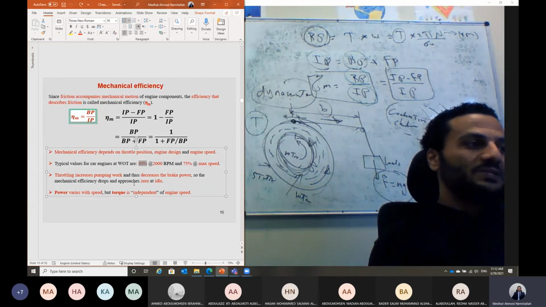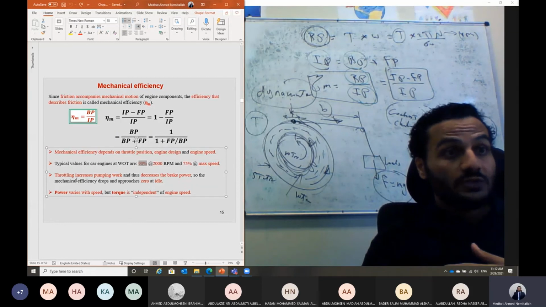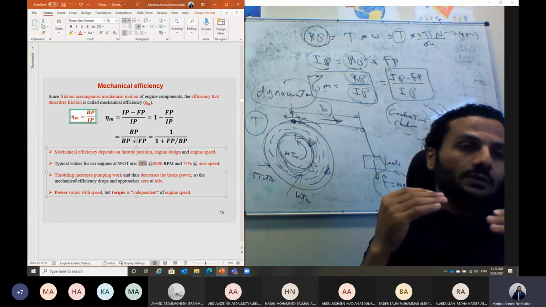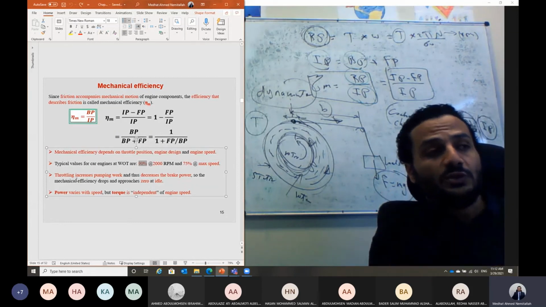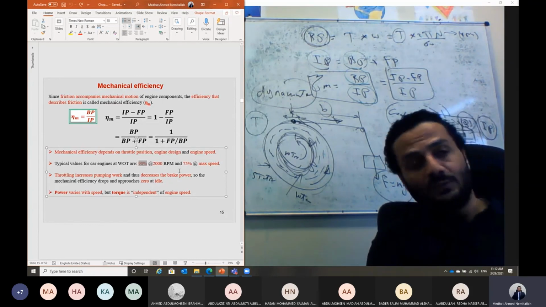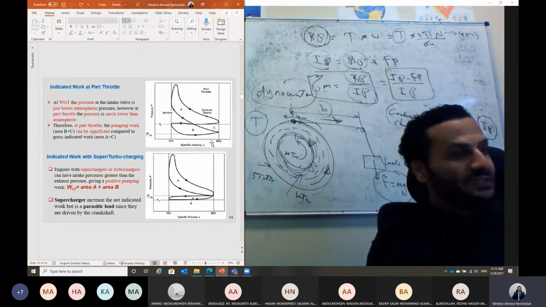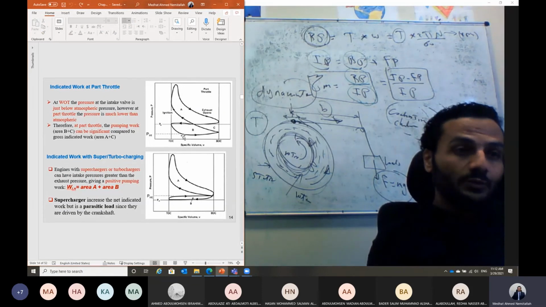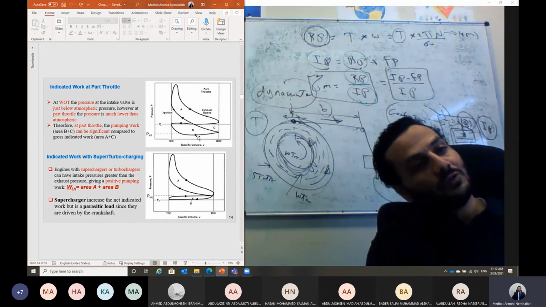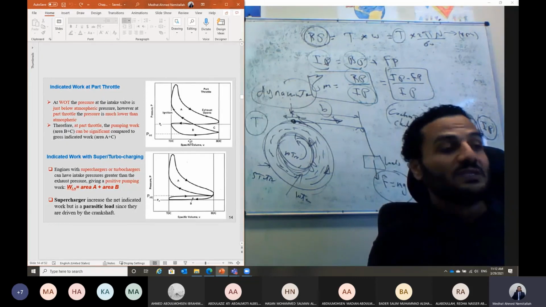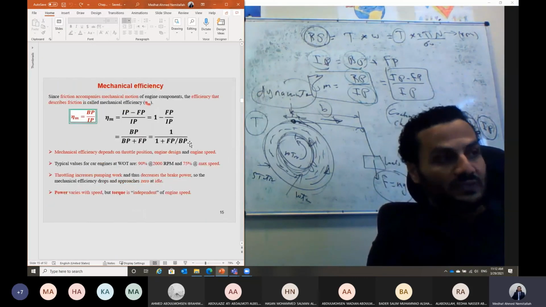But usually, in case of throttling, using a throttling valve results in lowering the pressure in the intake manifold. Lowering the pressure in the intake manifold means that in this case, the pumping work will be increased. Okay, the pumping work will be increased. That means the friction losses have been increased. So that means the mechanical efficiency will drop down in this case.